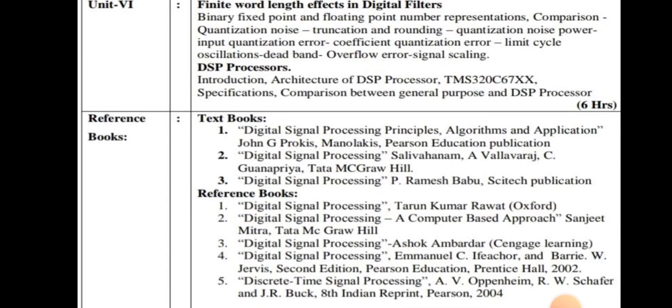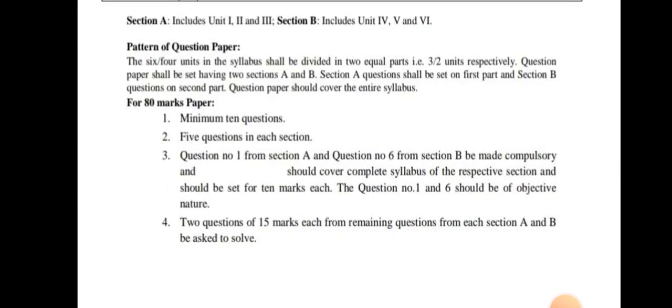Okay, so this is all about the syllabus. Now we will see what the paper pattern of DSP is. As you know, the complete syllabus is divided into 2 sections. Section A consists of units 1 to 3 and section B consists of units 4, 5, 6. The pattern of the question paper, I'll read it out. The 6 units in the syllabus shall be divided into 2 parts of 3 each. The question paper shall be set having 2 sections, A and B.